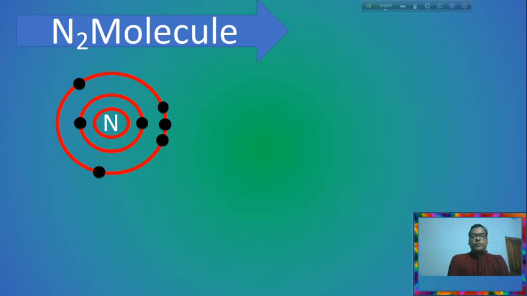Formation of nitrogen molecule. There are 6 electrons. There are 7 electrons.